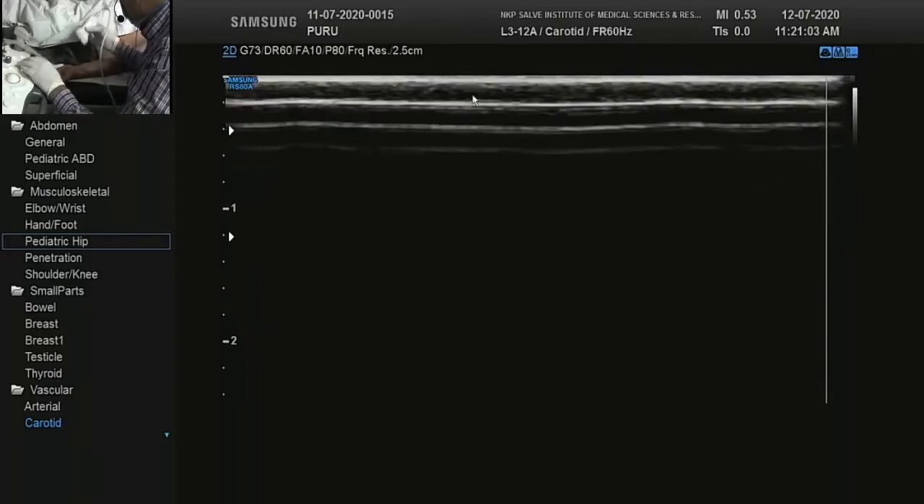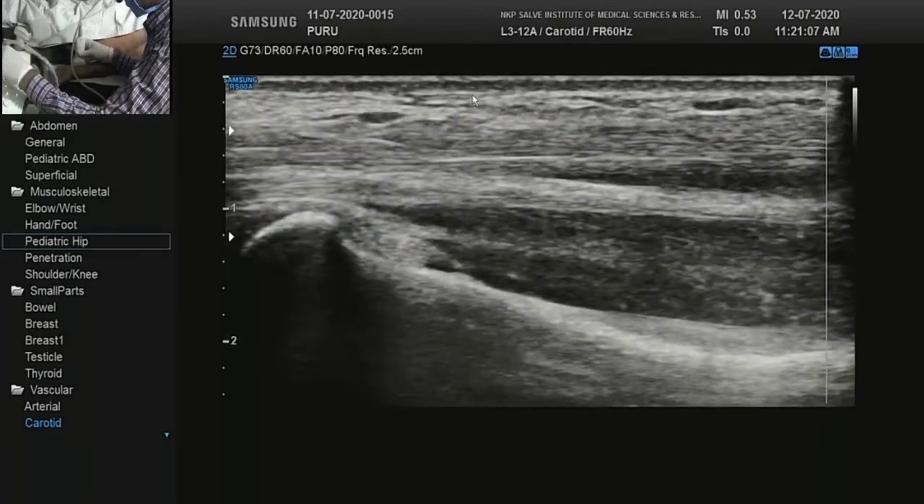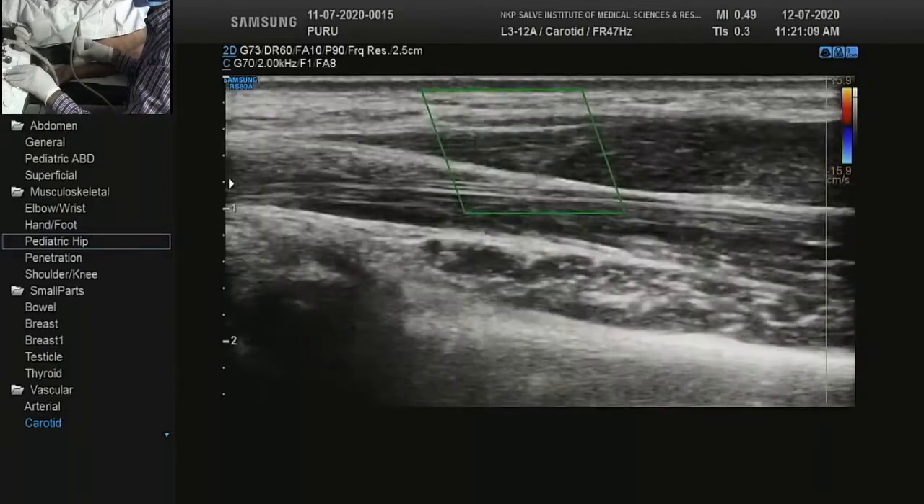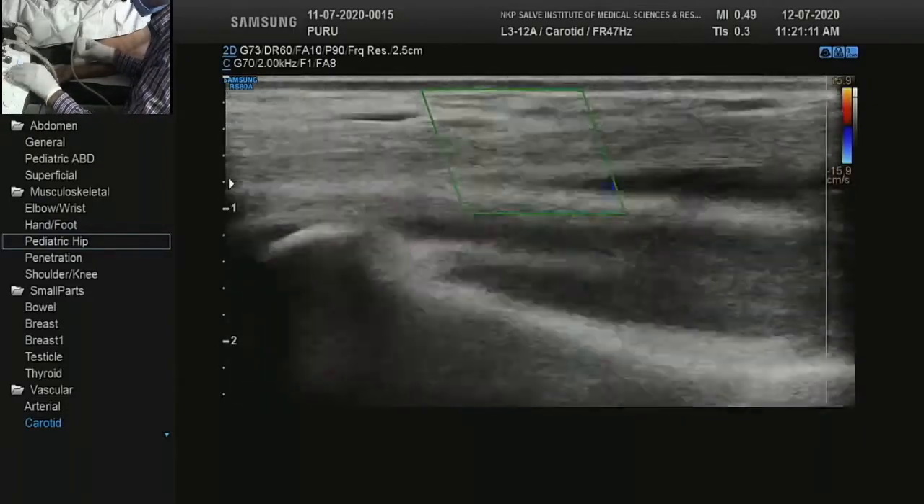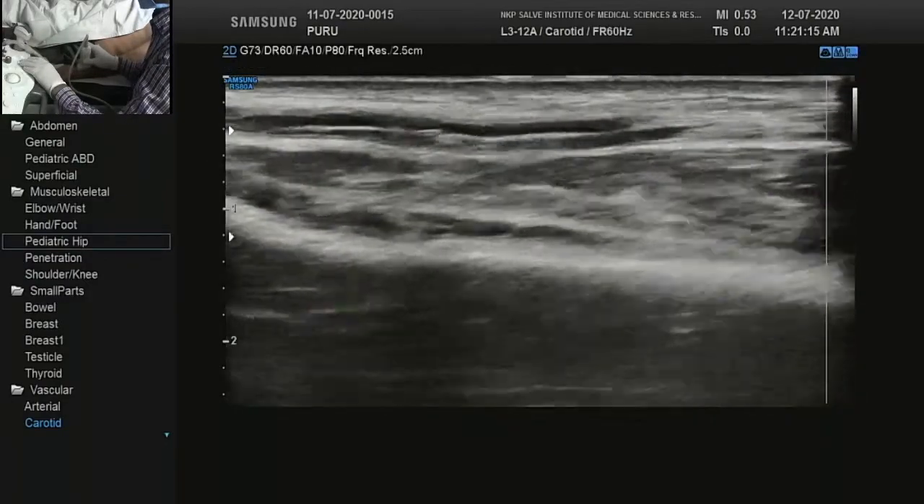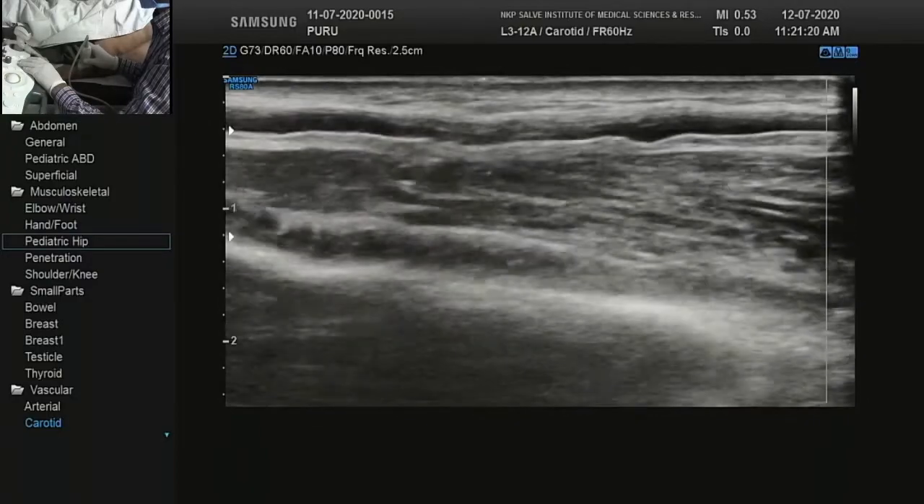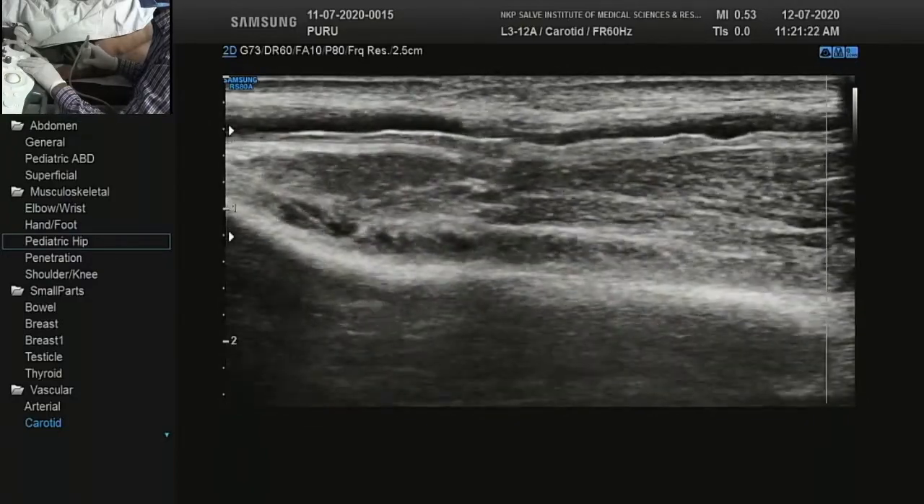So whenever harvesting of the radial artery is required for a CABG, if the patient comes for evaluation, what you want to do is see the radial artery. In this case, you measure the radial artery at various levels and mention it in the report.